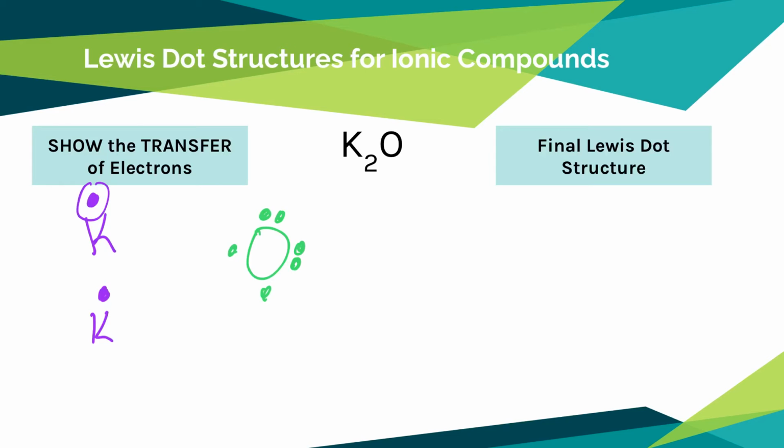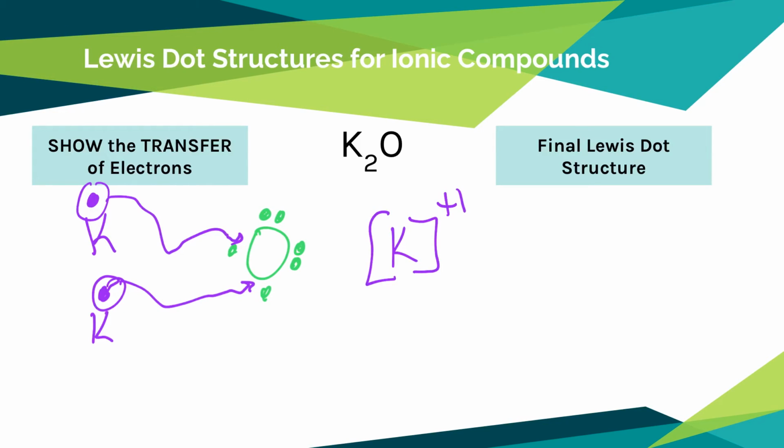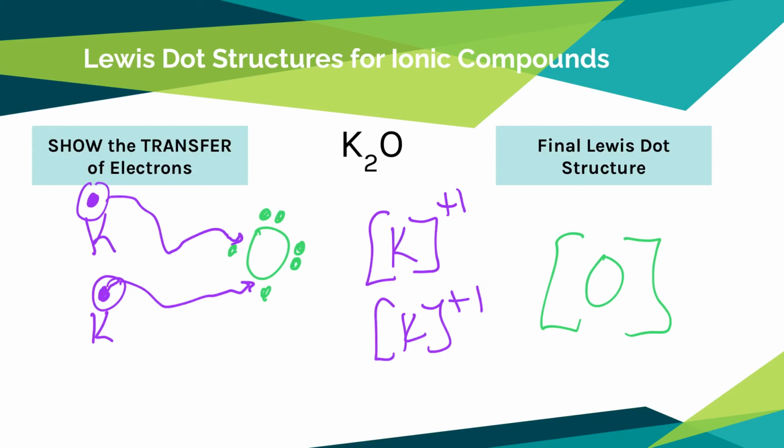And we're going to show the transfer of electrons by removing those potassium electrons and transferring them to oxygen. So we're left with K +1, K +1, and then oxygen 1, 2, 3, 4, 5, 6, 7, 8.